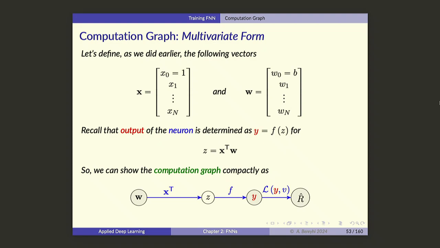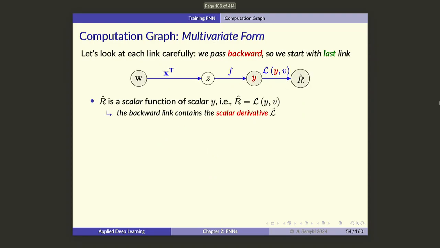Now if I want to move backward, you do know how you can move backward from r hat to y. It's a simple derivative. From y to z, it's again a simple derivative. How can I get from z to w? What should I calculate? Should I calculate again a derivative? No? A gradient. Great. Yeah? So I need to calculate a vector of partial derivatives, right?